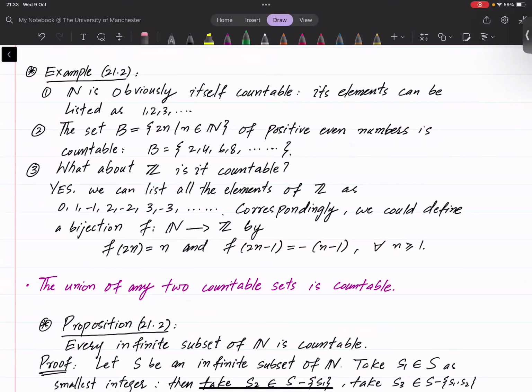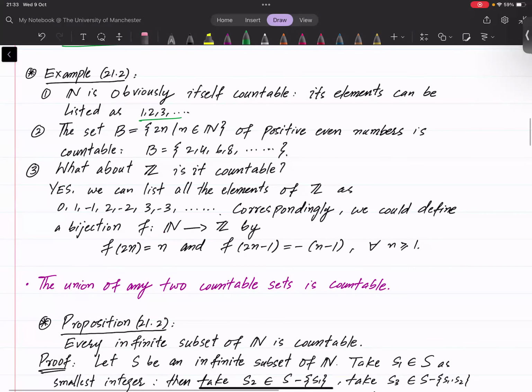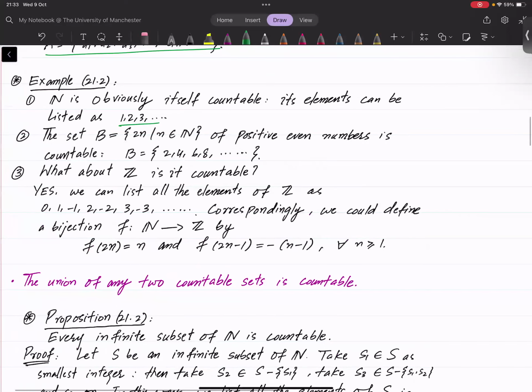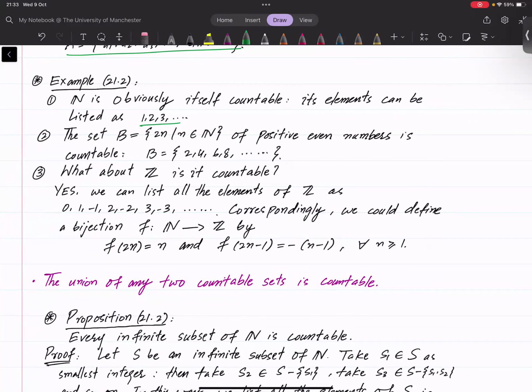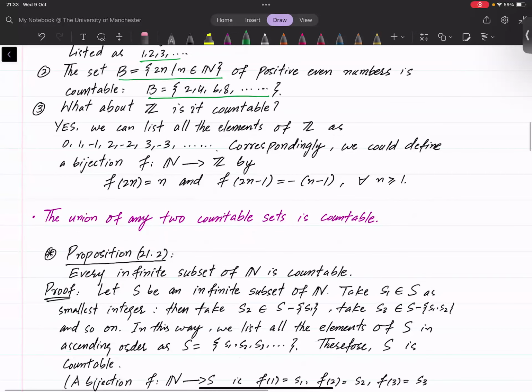So we know that N is obviously itself countable because we can list its elements like this. Now let's take another set, B, which is the set of positive even numbers. And it's also countable because we can also list its elements like this. Perfect. What about Z? Is it countable? The answer is yes.